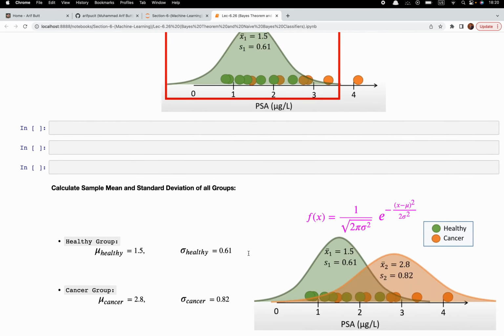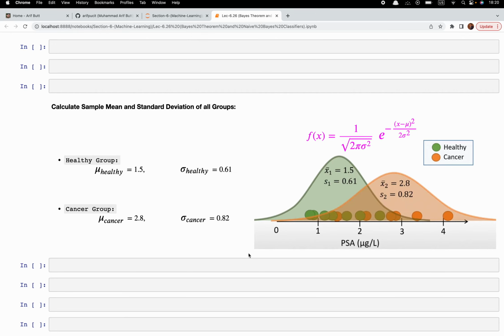And my dear students, in a similar fashion, we can calculate the mean and standard deviation of the cancer group as well, which comes out to be 2.8 and 0.82 respectively. And by substituting these two values along with different values of x or PSA in the PDF of Gaussian distribution, we get different values which, if plotted, will give this bell-shaped curve shown in orange color over here for the cancer patients. Do note that since the PSA values in the cancer group have larger spread, the Gaussian curve is wider and has a lower peak as compared to the healthy curve. I hope the bell-shaped curves for both healthy persons and cancer patients are clear to you all.